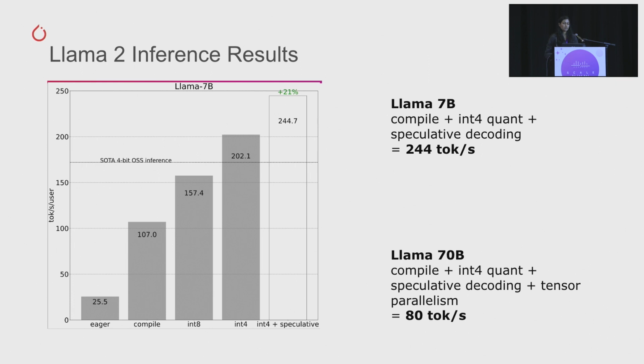We also apply similar techniques on Llama 70B, and by applying them, we achieve close to 80 tokens per second on an A100 GPU. Note that without applying these techniques, the Llama 2 70B model would not run on an A100 GPU because of the memory restrictions.